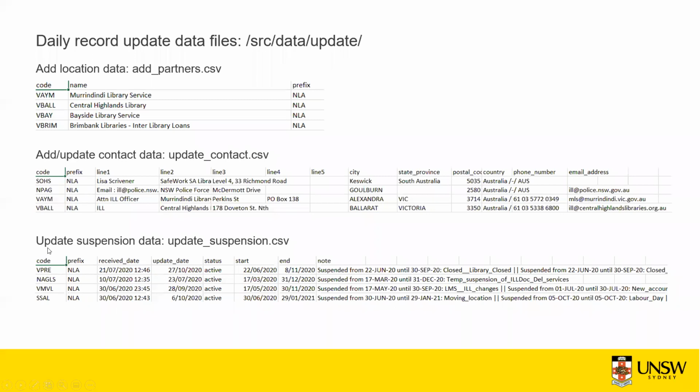That's the data file for the update suspension. And that only contains the code and the receive date, that's when we receive the email, and the update date, or when the suspension update to Alma server, and the status, and when the suspension starts and when the suspension ends, and there's a notes. And you can see we combine the 2 records together in the notes.